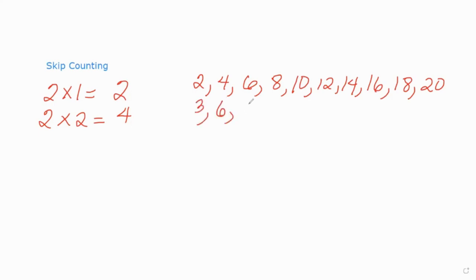Then what's six plus three? Nine. Some people do it on their fingers, okay? So two times one is two, okay? Two times two is four. So you use your fingers to see how many times you do each digit.